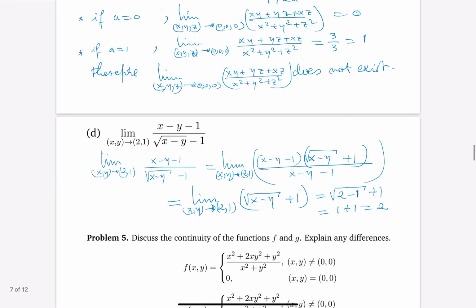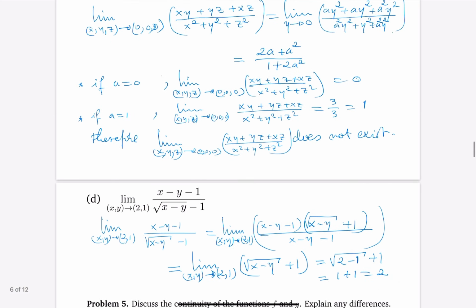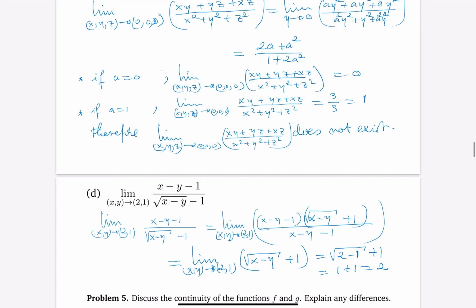And do the same thing here. And they ask you to find the limit. Be careful here. If they ask you to find the limit, if the denominator is a radical, you have to find the conjugate. Okay? Find the conjugate and you have this one. And x minus y minus 1 will cancel out, and you end up having this one. And you take the limit when x and y go to 2 and 1, and you replace it here. You have 1 plus 1 equal to 2. That's the limit. Okay? Let me stop here, and I will do problem number 5.